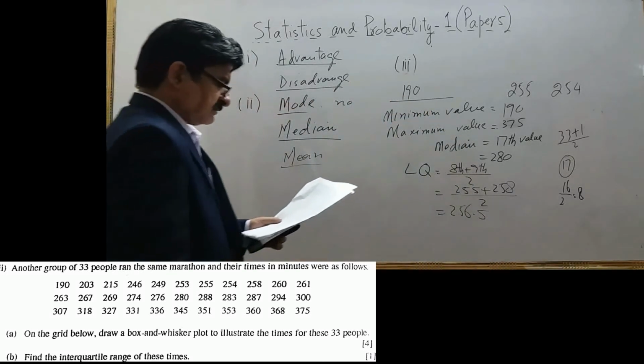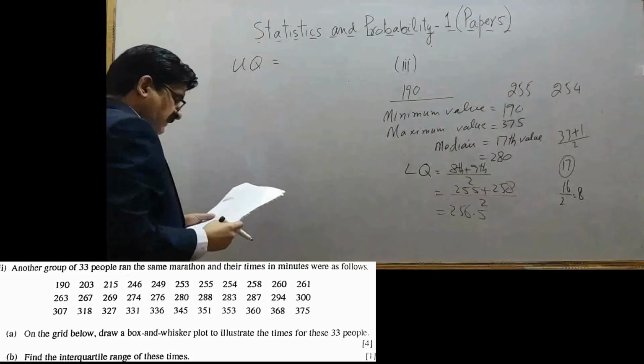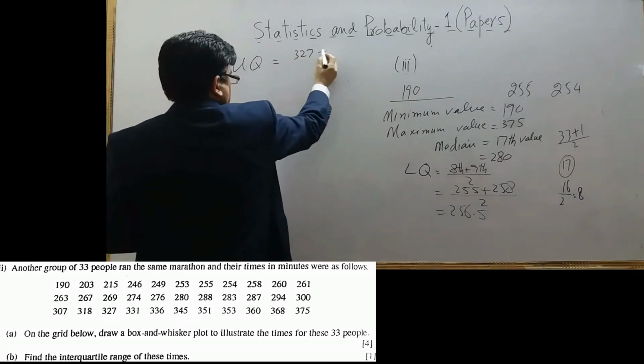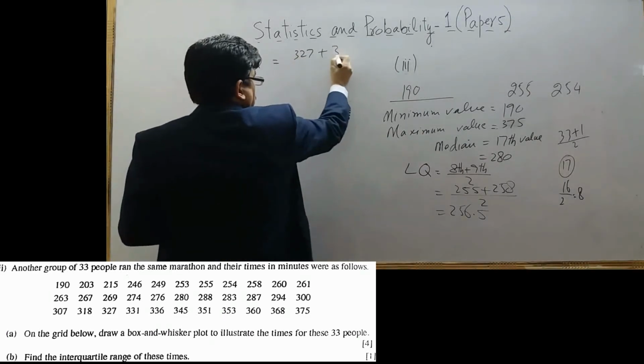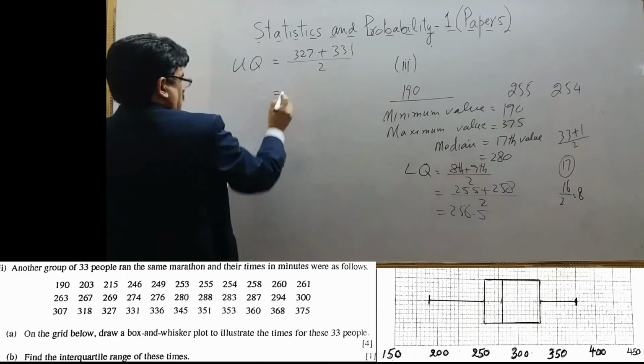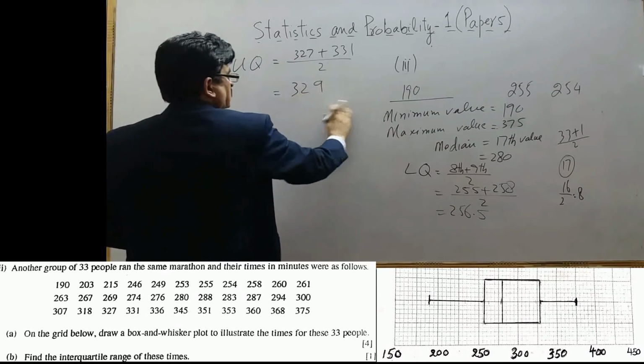Similarly, you can find the upper quartile. So the upper quartile will be equal to 327 plus, you can check this yourself, you will get the answer 329.